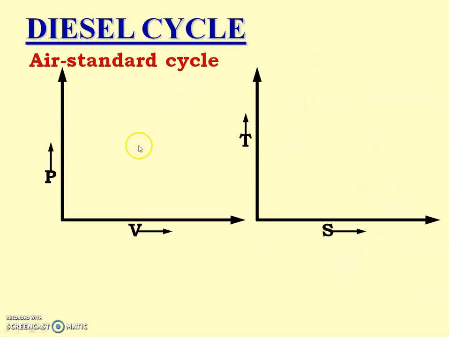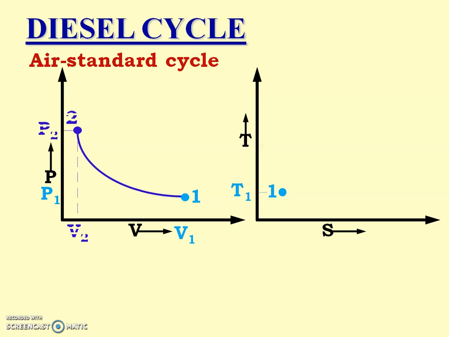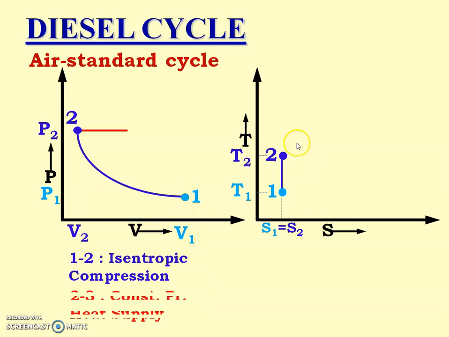Now let us draw the PV and TS diagram for the diesel cycle. Process number 1-2, isentropic compression process. So that is curve on PV diagram and vertical line on TS diagram. That is S1 is equal to S2.